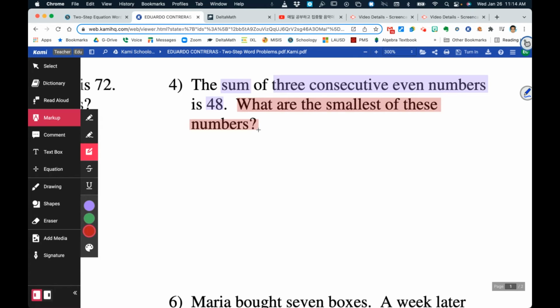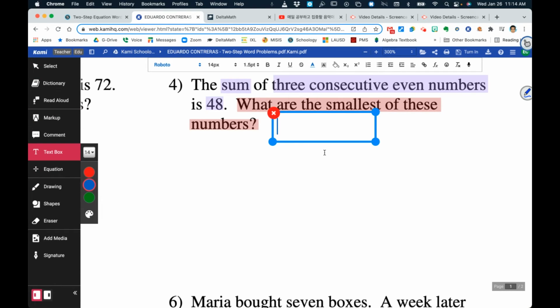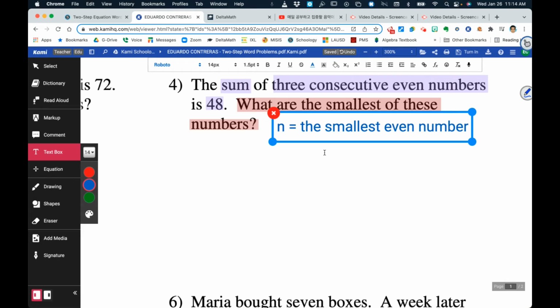Wow, how to answer this? Well, we know the question. So what does our variable represent in this particular problem? The smallest number. So I'm going to start with that. I'm just going to type in here n equals the smallest number. We also know that it's an even number, right? Maybe I should add that. Now, I want us to think a little bit because that's going to help us set up equations.